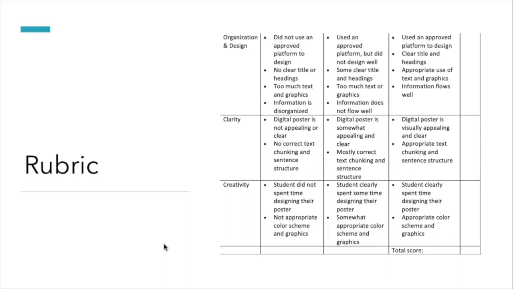Appropriate use of text and graphics: your text and graphics work well to communicate a message. Information flows well. For clarity, overall your poster is visually appealing and clear. There's appropriate text chunking and sentence structure. With clarity, a viewer can quickly grasp the main concepts from your poster session. And again, it does not read like a textbook, it reads more like an actual visual presentation.